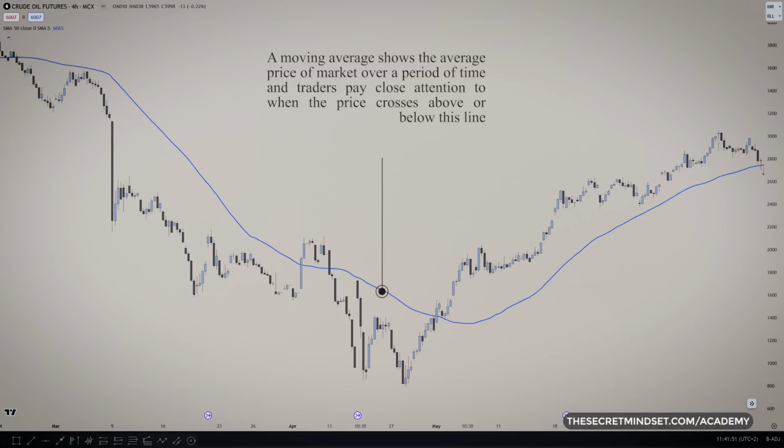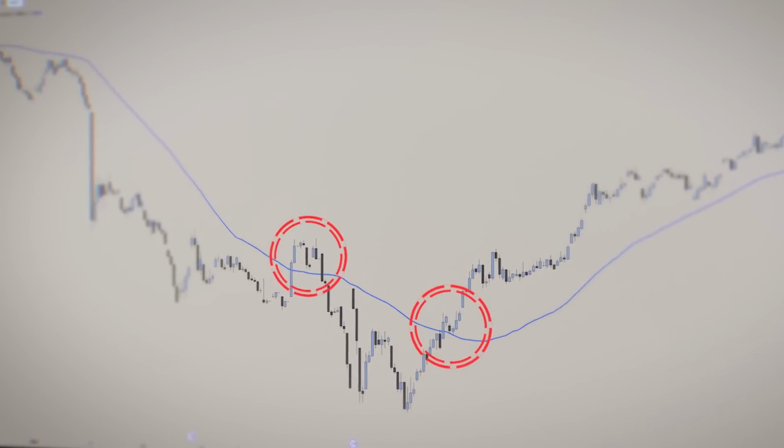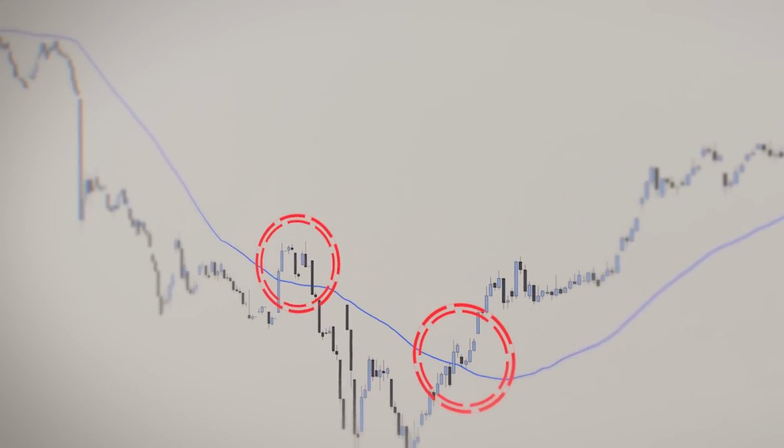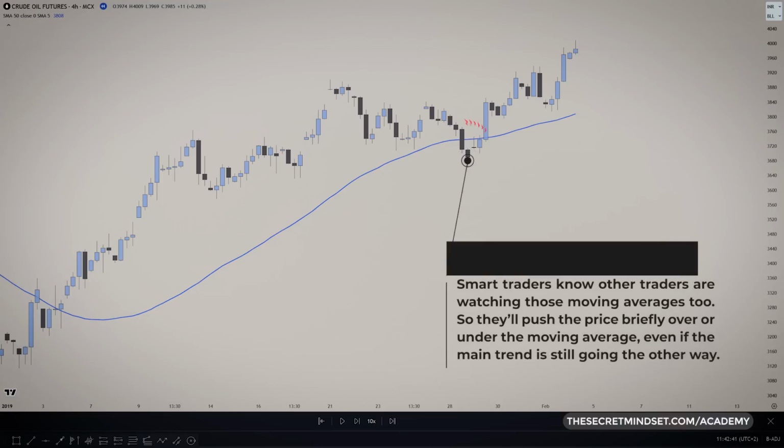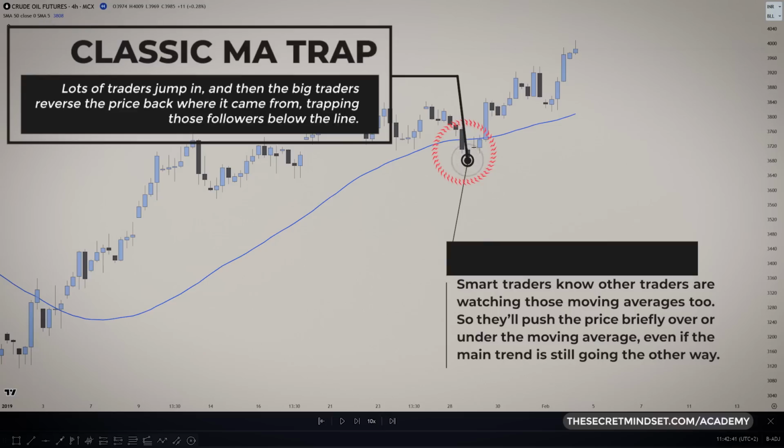A moving average shows the average price of the market over a period of time, like the last 50 candles. Traders pay close attention to when the price crosses above or below the moving average line. That's because it signals whether the trend is turning from up to down or vice versa. But here's the thing, smart traders know other traders are watching those moving averages too. So sometimes they'll push the price briefly over or under the moving average, even if the main trend is still going the other way. Their goal is to trick people into thinking the trend has changed, so those traders jump in, and then the big traders reverse the price back where it came from, trapping those followers with big losses.